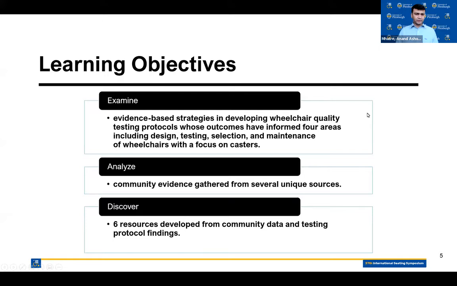So learning objectives for today, we want to examine if evidence-based strategies and wheelchair quality testing protocols whose outcomes have informed 4 areas, that is design, testing, selection, and maintenance of wheelchairs, wheelchair casters. We would like to analyze community evidence gathered from several unique sources and then discover six sources developed from community data and testing protocol findings, that is from all of our work.